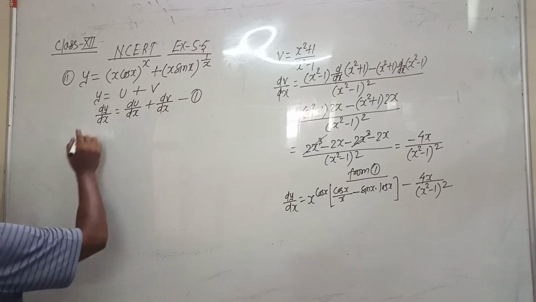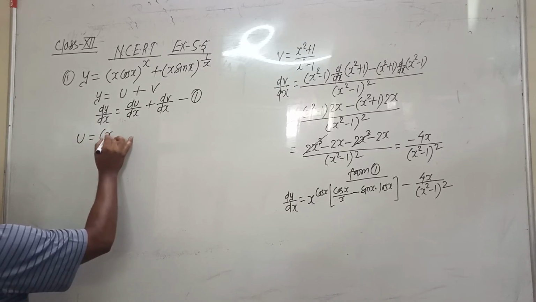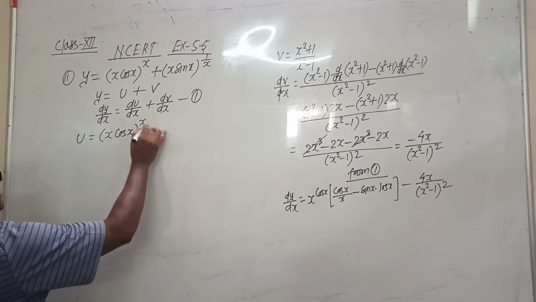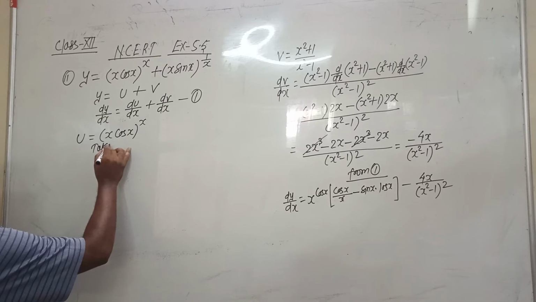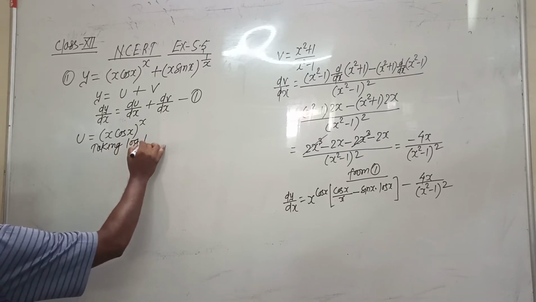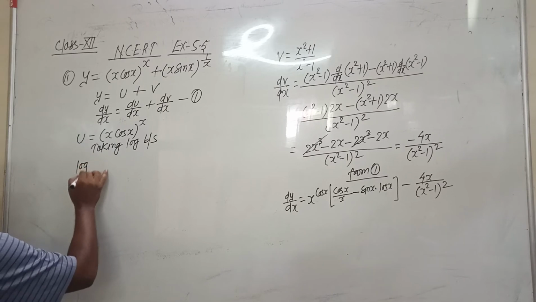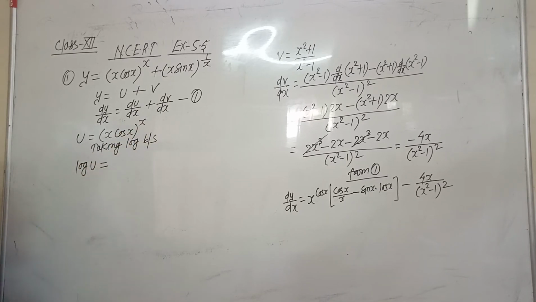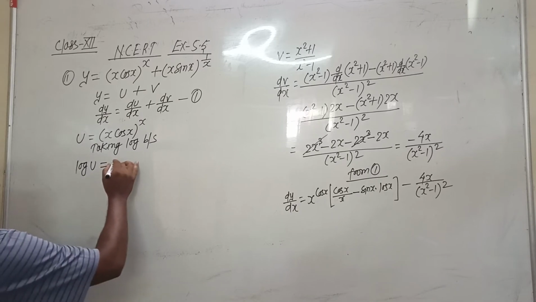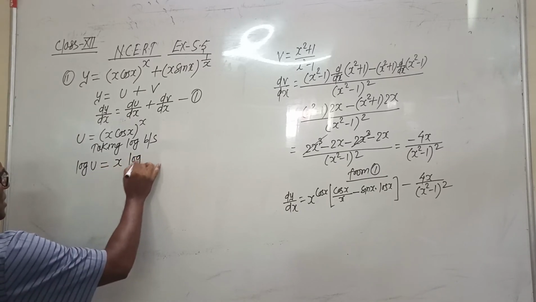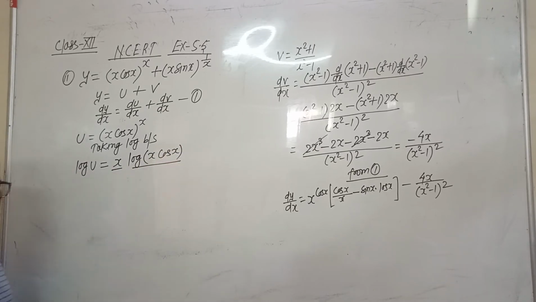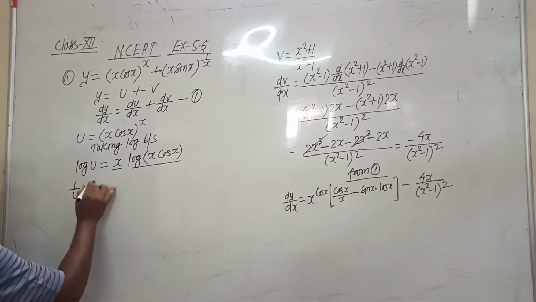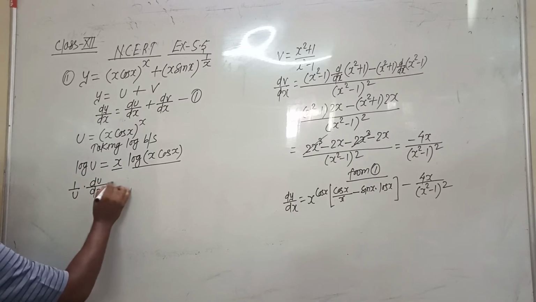Now we have supposed u equals x cos x raised to the power x, taking log both sides. So log u equals x, as it comes at the beginning, so x log x cos x. This will be differentiated on the form u into v. So differentiation of log u is 1 by u and differentiation of u is du by dx.